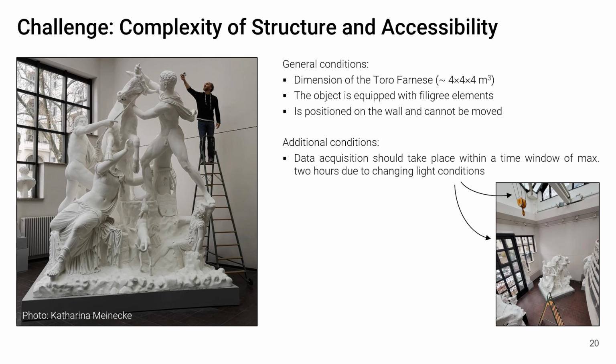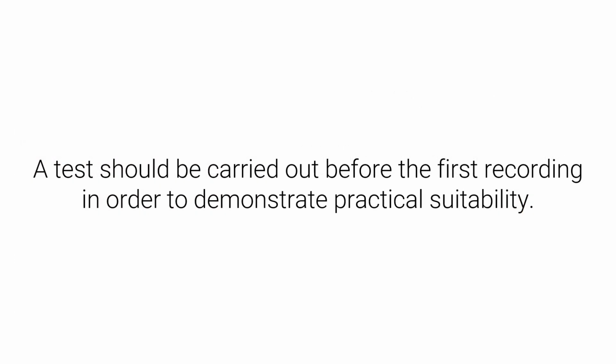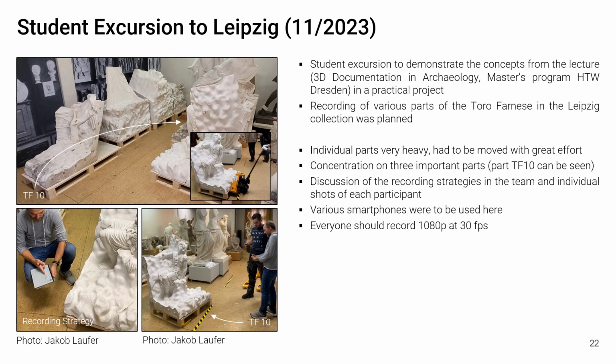In addition, the model in Berlin is positioned next to the wall and cannot be moved. Furthermore, the open windows above and next to the sculpture have a strong influence on the lighting and therefore the shadows. But before we start the large-scale project, a few practical tests should be carried out on the parts in the Leipzig collection.